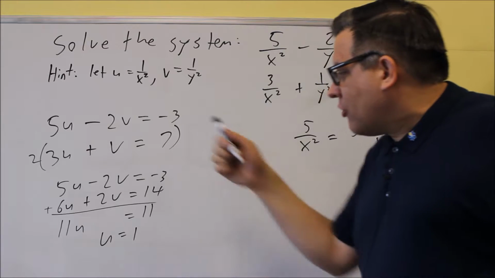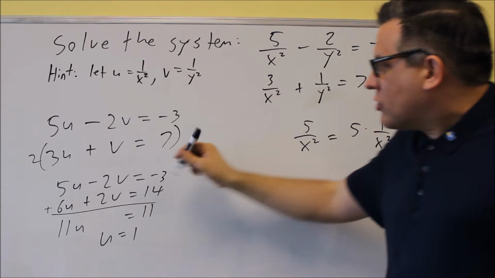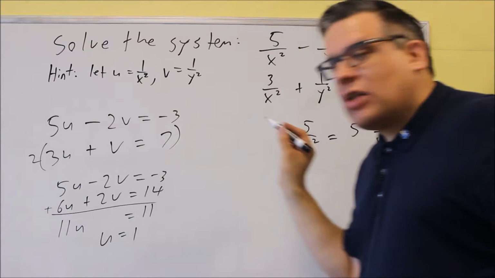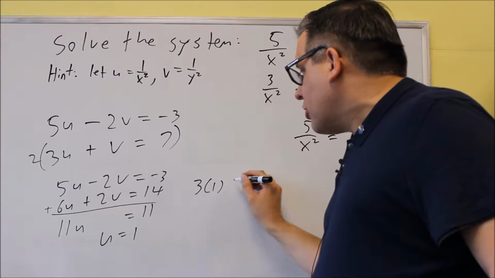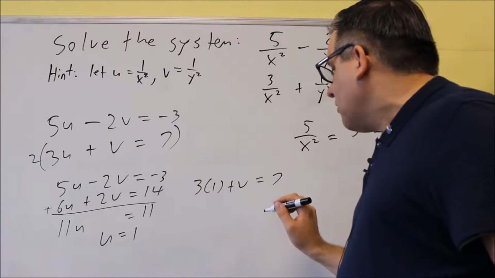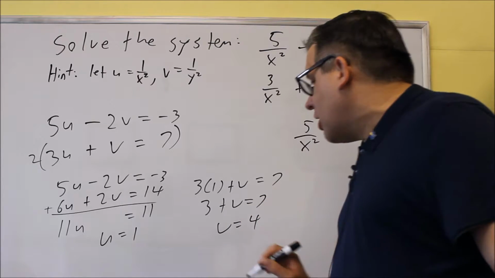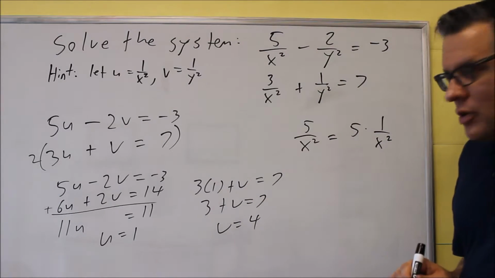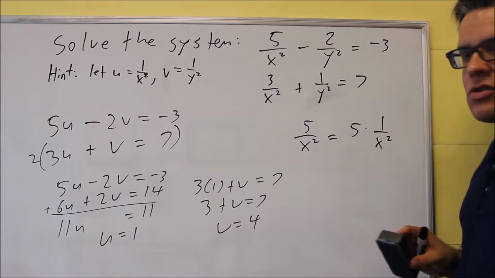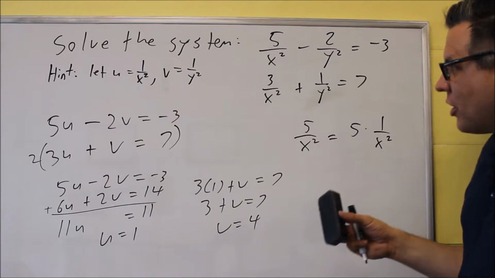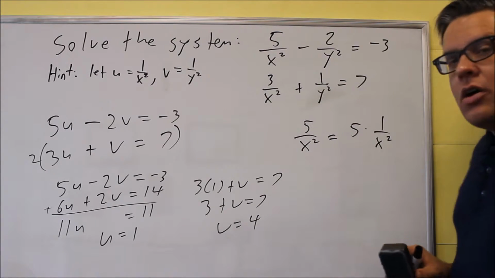Now I still want to solve for the v. I can either use the top equation or I can use this one before I multiply by 2. I'm going to use the second one in this case. So I have 3 times u, 3 times 1 plus v equals 7. So I get 3 plus v equals 7. V is going to end up equaling 4. So I get my answer, u is 1 and v is 4. So the question is, does this answer this system? The answer is no, because this has x's and y's in it. I just solved for u and v.